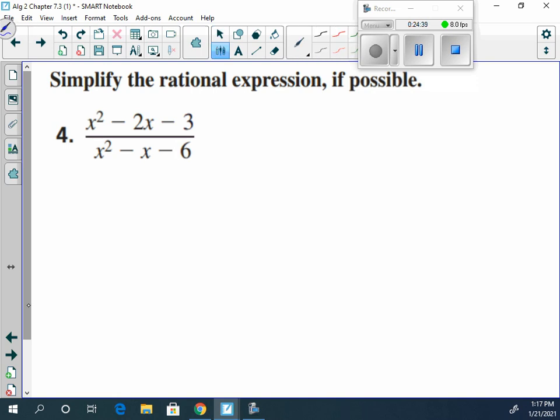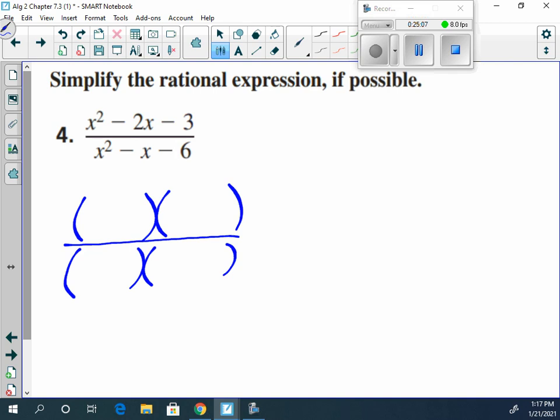All right, let's look at one more of these before we move on to something else. We have x squared minus 2x minus 3 on top, and x squared minus x minus 6 on bottom. So we're going to factor the numerator and factor the denominator. Which one do we want to factor first? Because we're going to have to factor both of them.